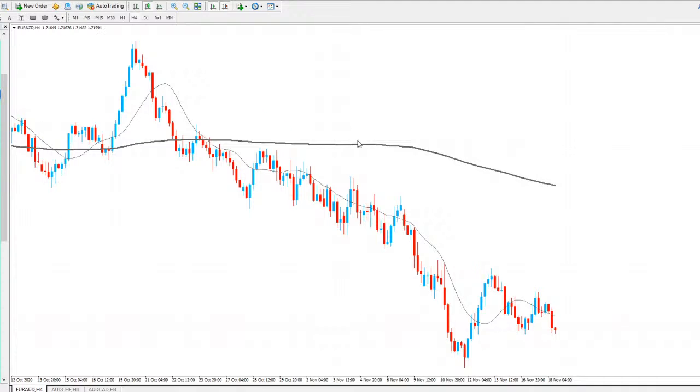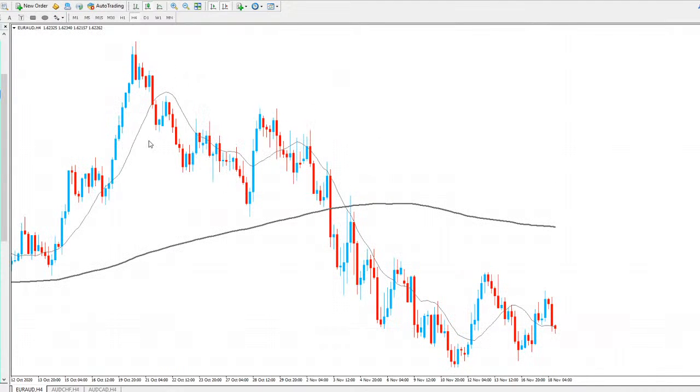And Euro AUD again moves similar to Euro NZD. So if you do see another push downside on Euro NZD, more often than not you're going to get it on Euro AUD as well.